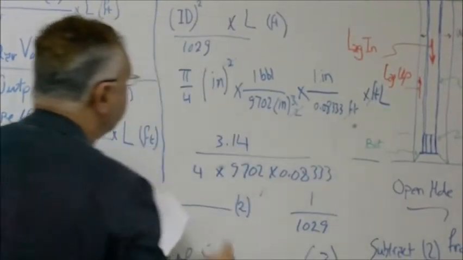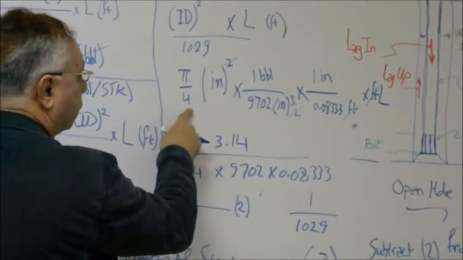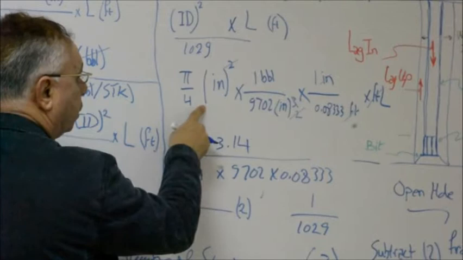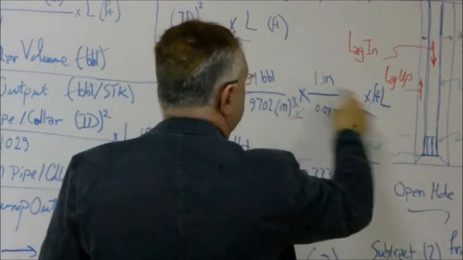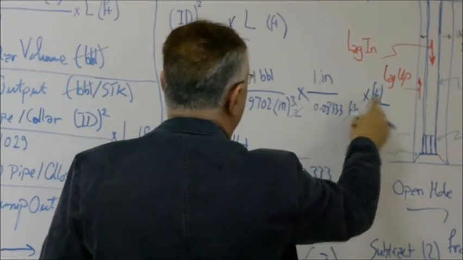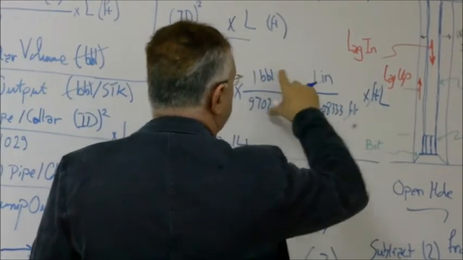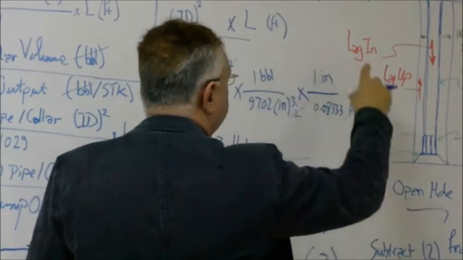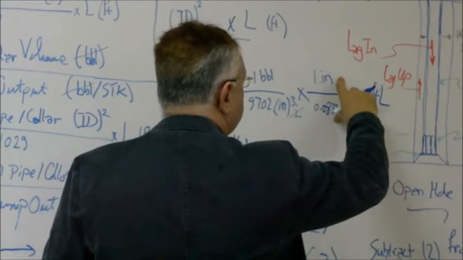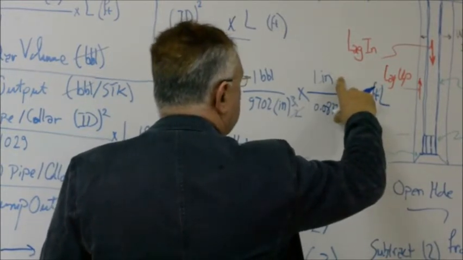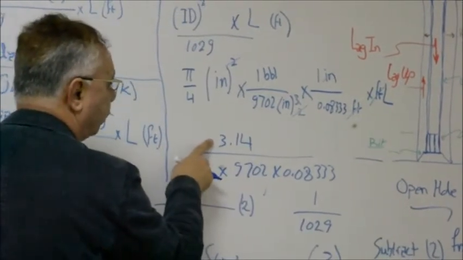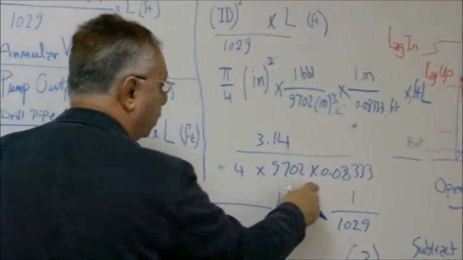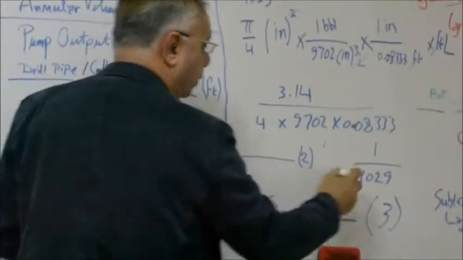Then this number will end up as 1 over 1029. To convert the area, inch squared times feet, it's volume, but not in barrels. So we introduce the barrel and cancel out the feet by this number, and you will end up with 3.14 divided by this number. If you divide this by this, you will get the 1029.